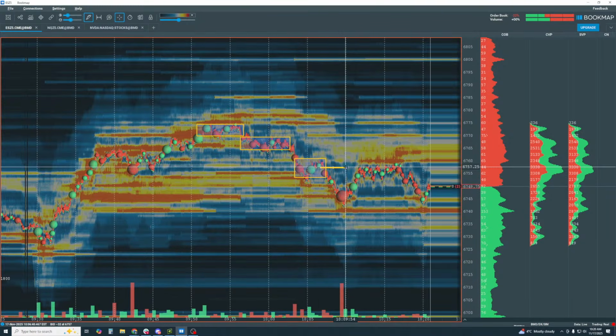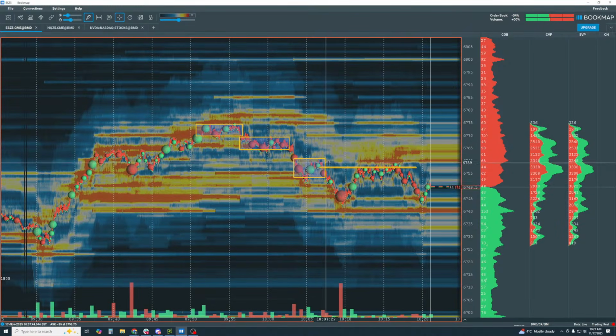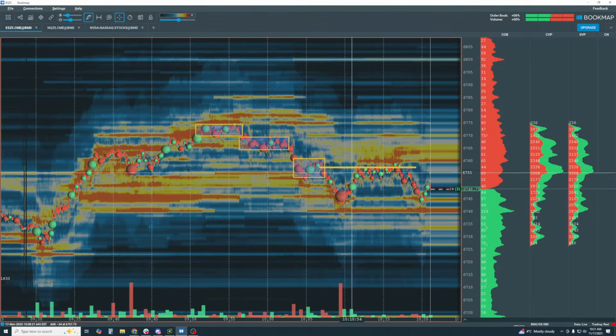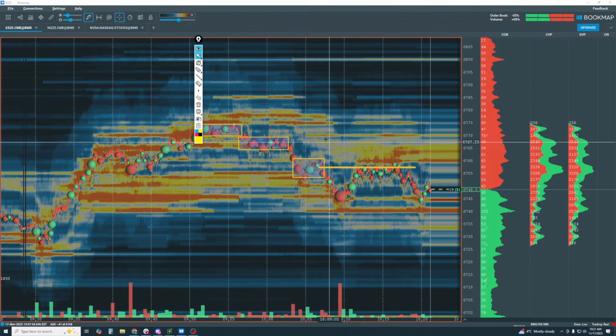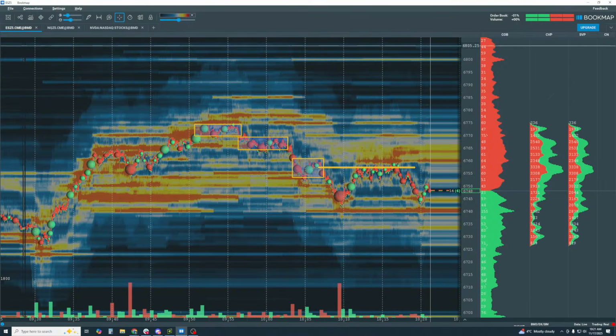Yeah, this is going to be kind of like a little POC right there. There it is, and then we couldn't get through that. Okay, we couldn't get back up above it. So what do we see in here? Let me bring up my pen tool.